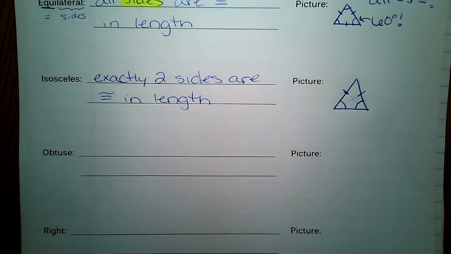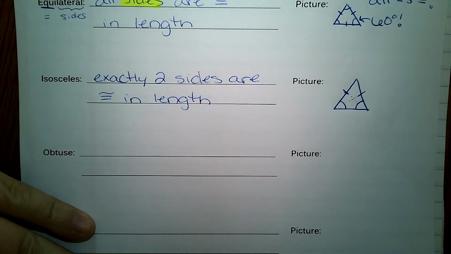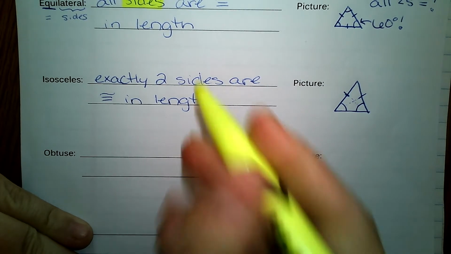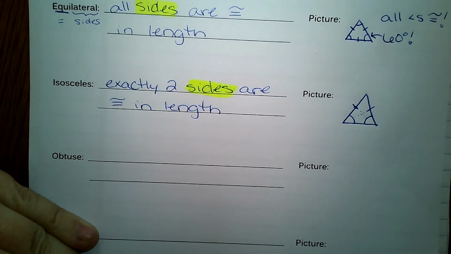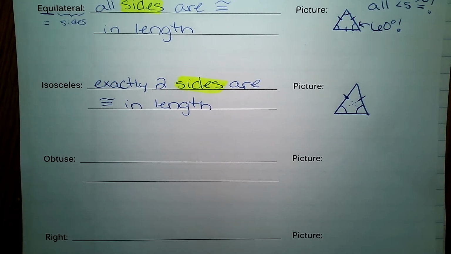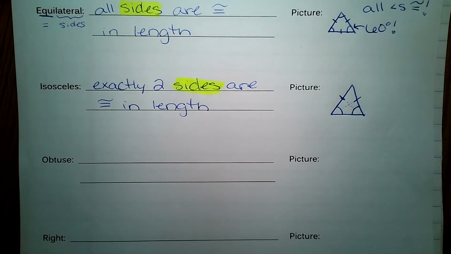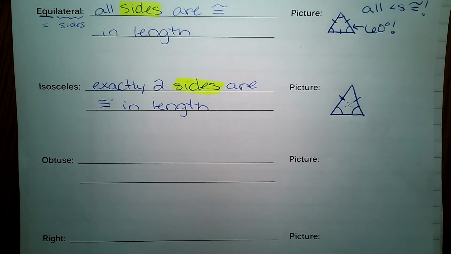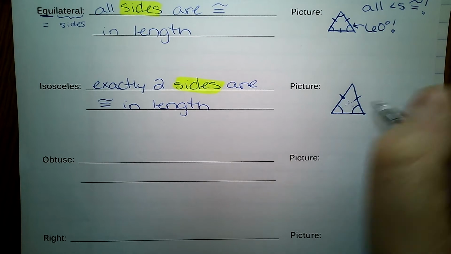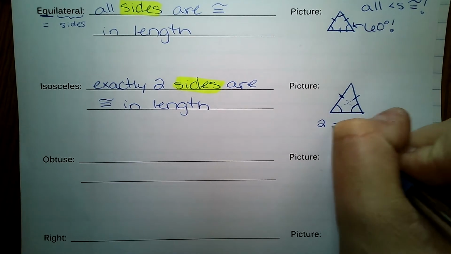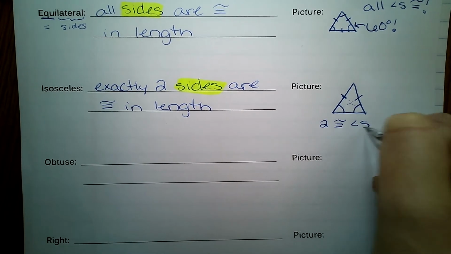So the word isosceles, this word describes the sides of the triangle. It is a side effect that these angles are congruent also. Two congruent angles.